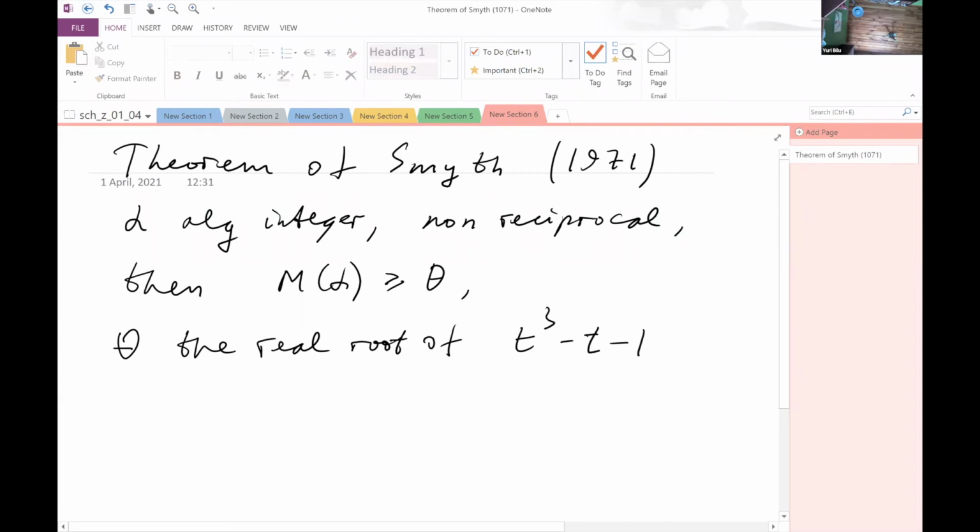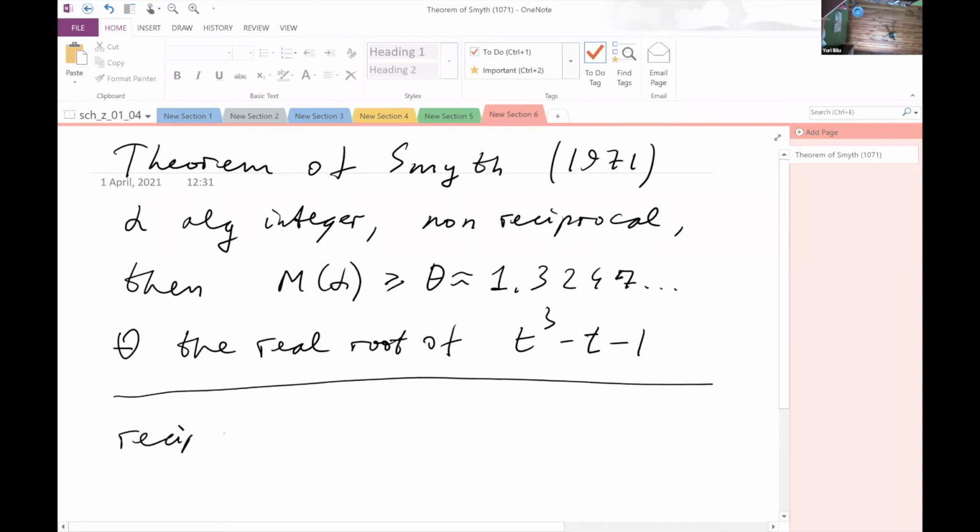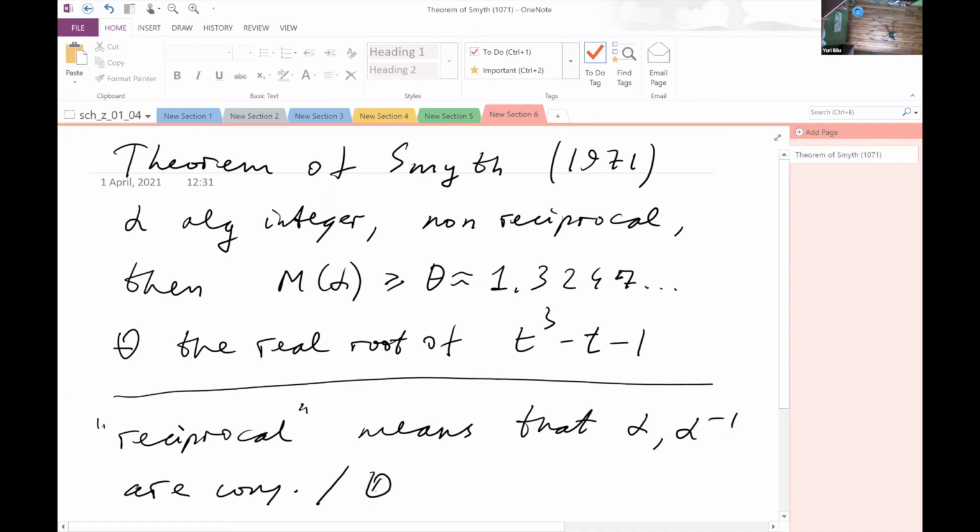So, approximately 1.3247 something. What does it mean non-reciprocal, or what is reciprocal? It means that alpha and alpha minus 1 are conjugate over Q. So if they are not conjugate over Q, so it is non-reciprocal, then Lehmer's conjecture holds true, and actually the result is exact, because the Mahler measure of this theta is exactly equal to theta.